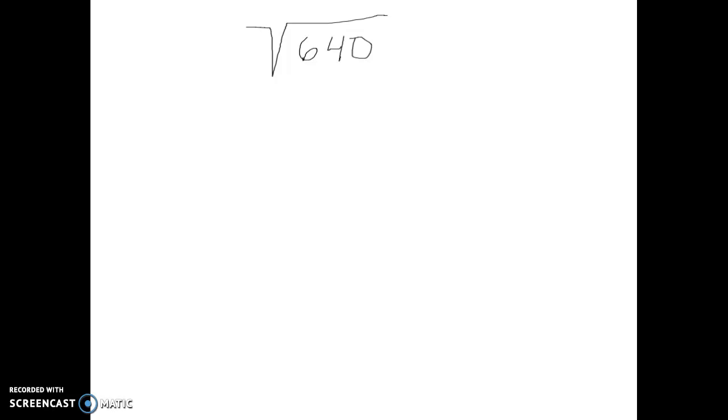Let's go through simplifying the square root of 640. I want to factor this, and my goal is to try to use factors that are perfect squares. 640 is the same as 64 times 10. I can do the square root of 64. That's equal to the whole number 8. Square root of 10 doesn't simplify any further, so that means I have 8 square roots of 10.